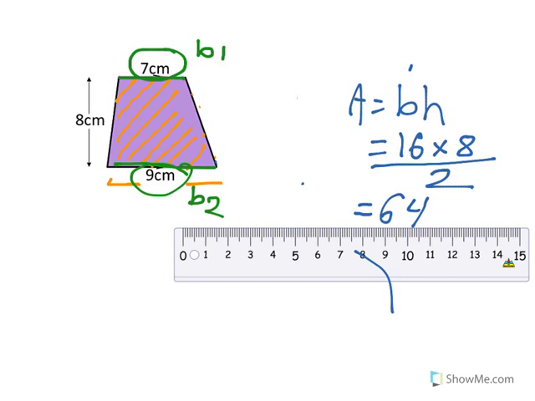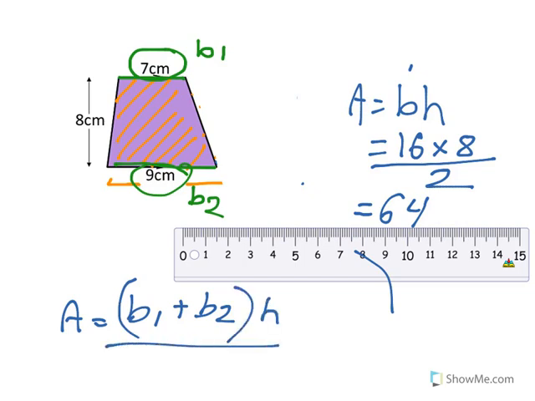Now there's a formula for this, and the formula is area is base 1 plus base 2, times height, divided by 2. That's the formula. It's just something you've got to remember, but now you maybe know why it is the way it is.